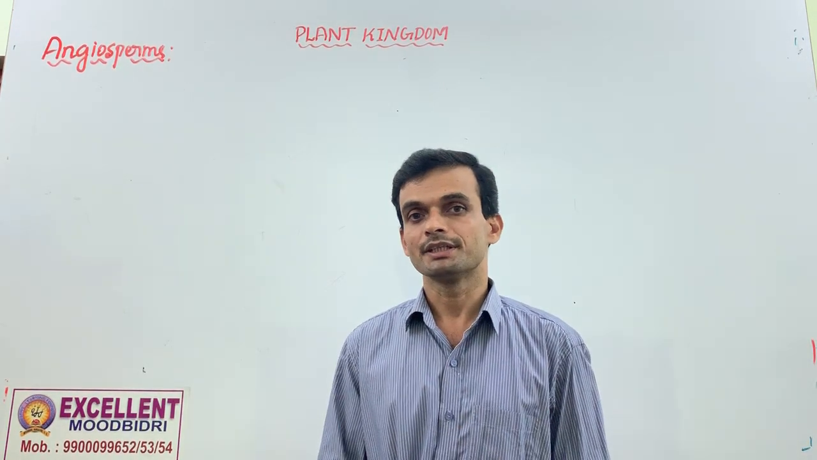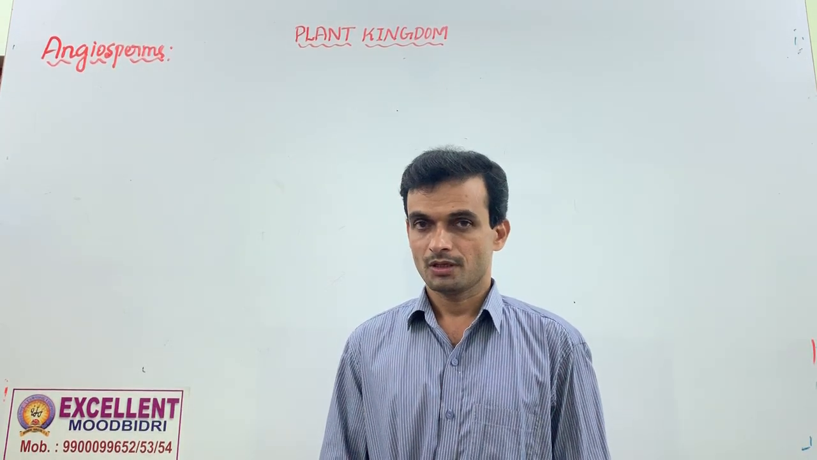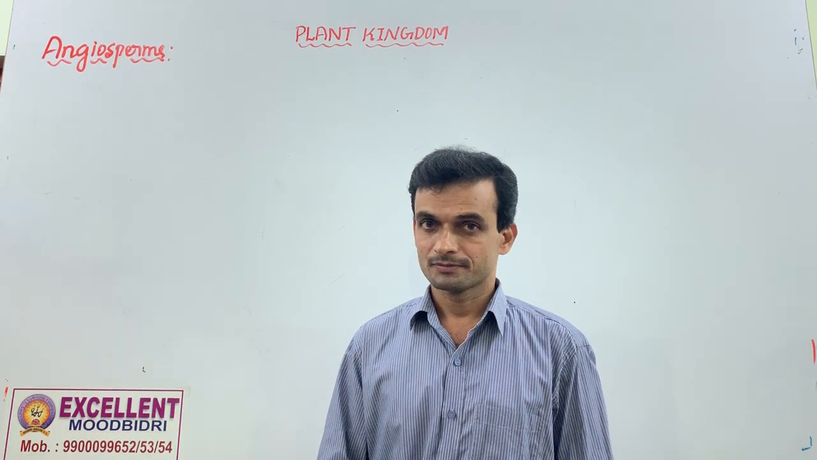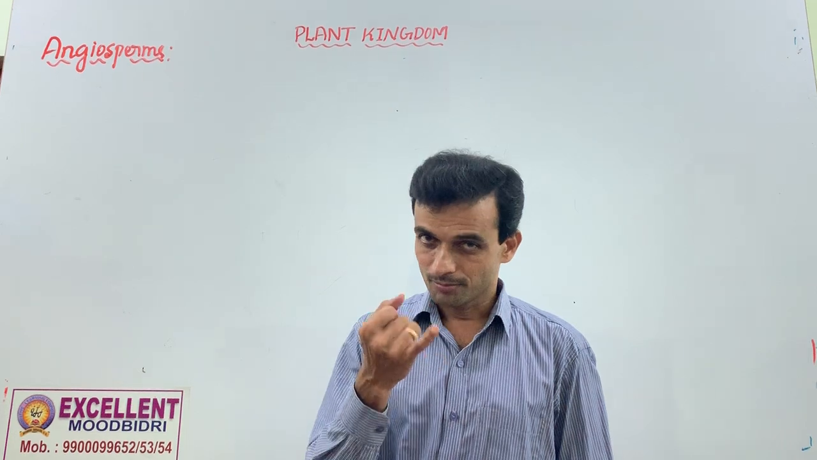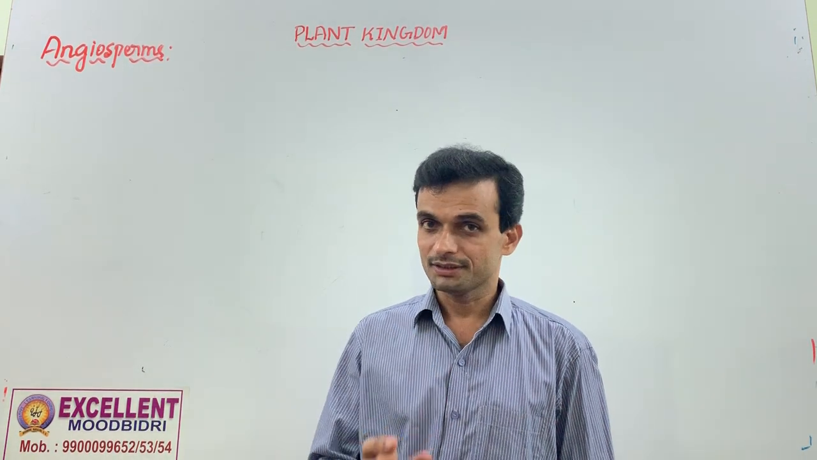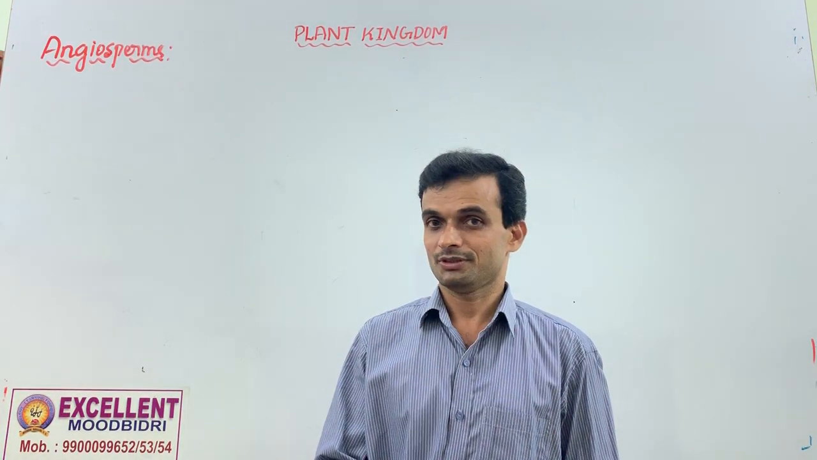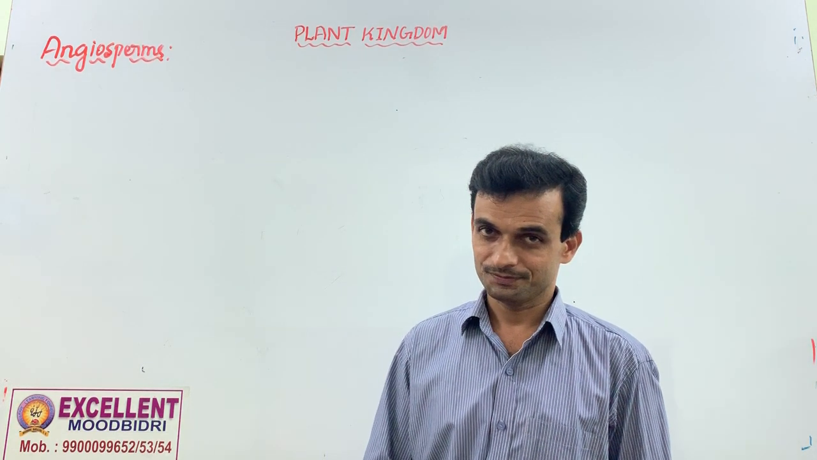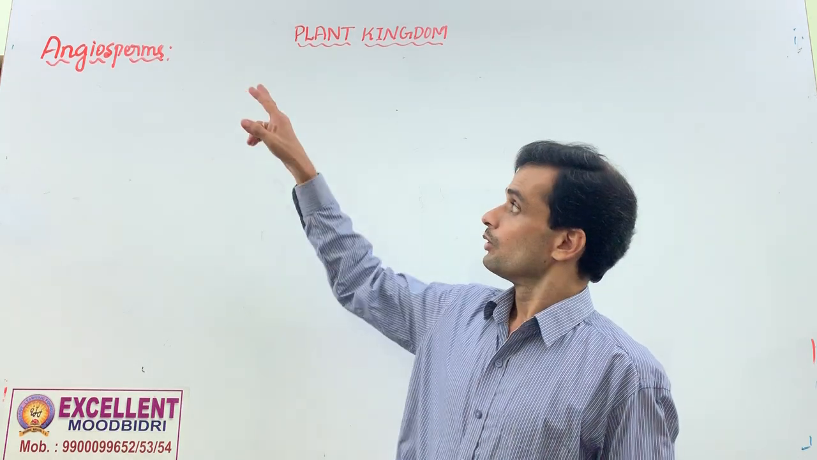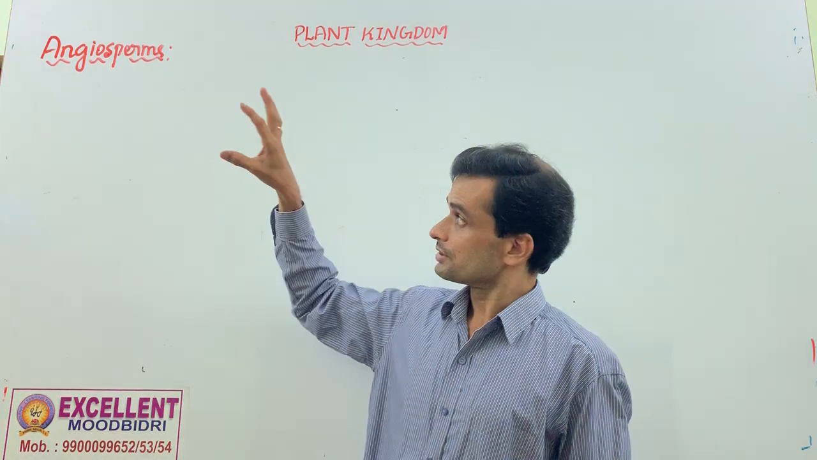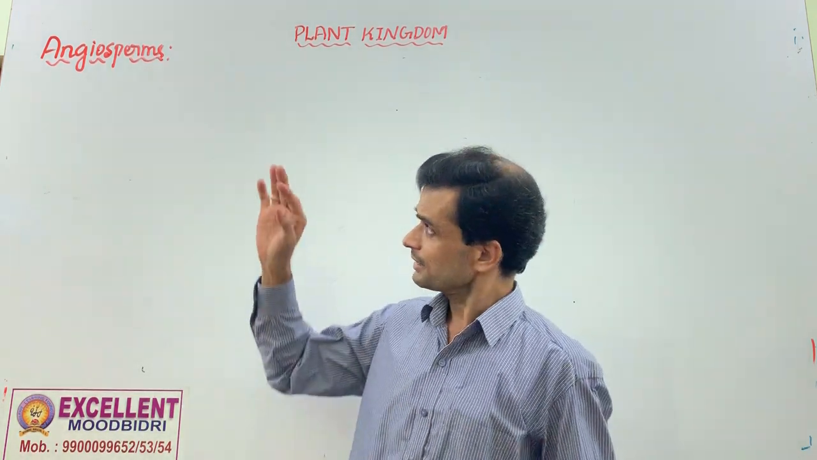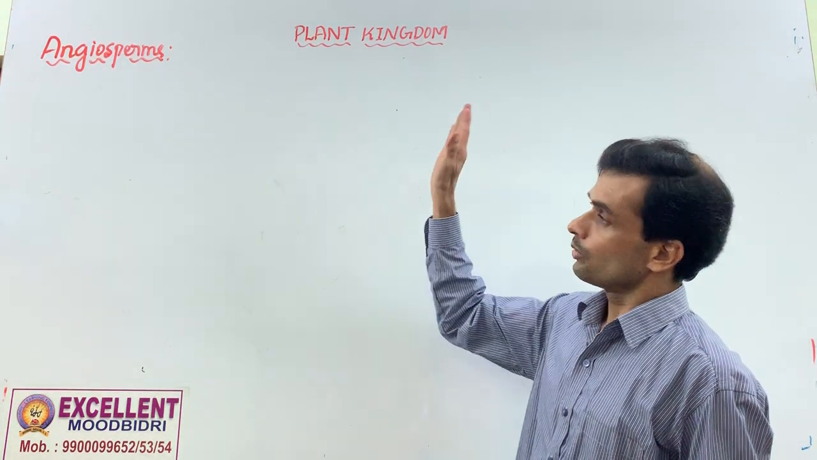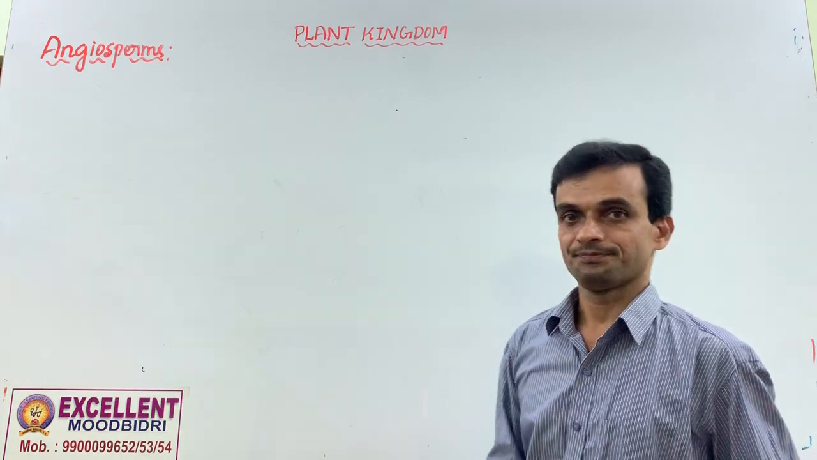What did we study in the last week? From the classification of plant kingdom: algae, bryophyte, pteridophytes, gymnosperms, characteristics, classification, examples. Today, we will try to understand life cycle of angiosperms, characteristics of angiosperms, and then also alternation of generation in plant kingdom.